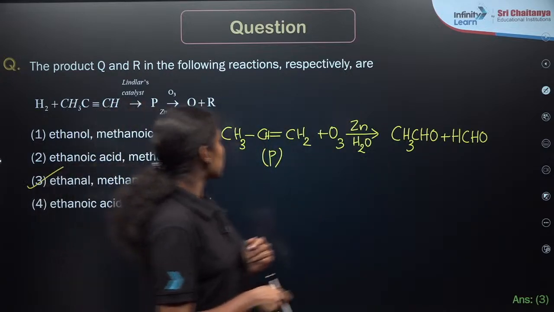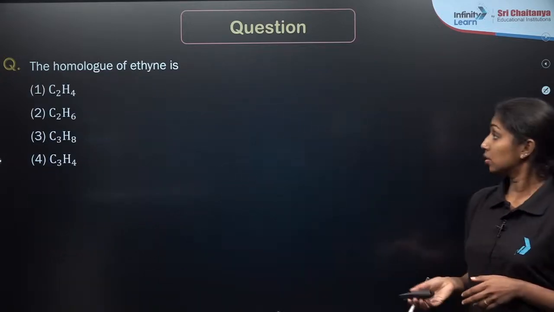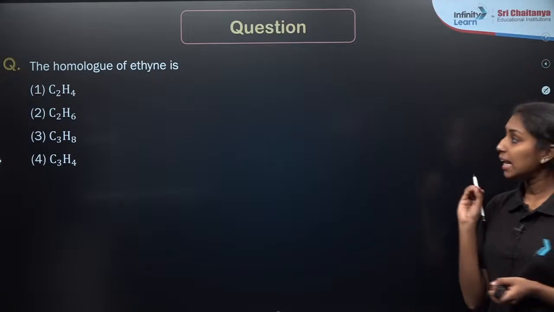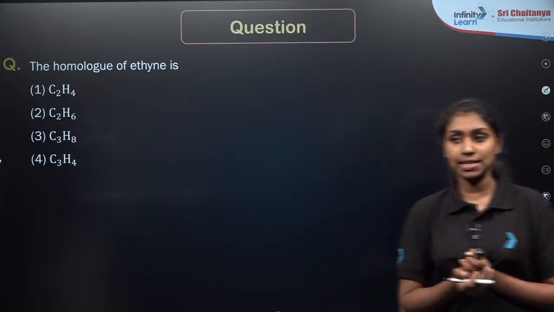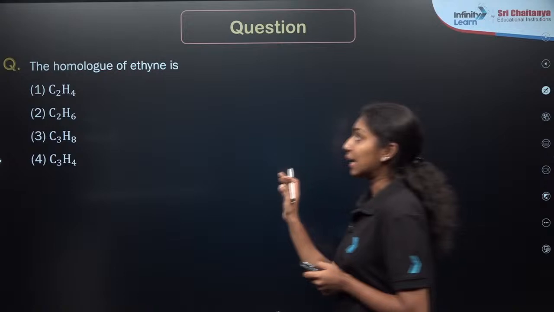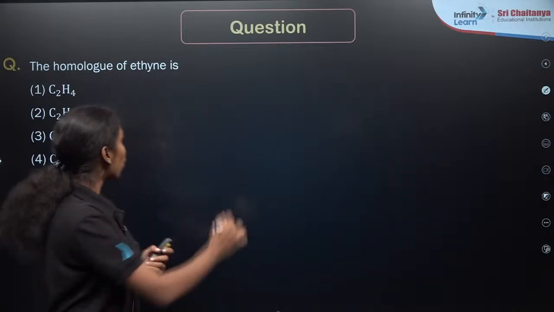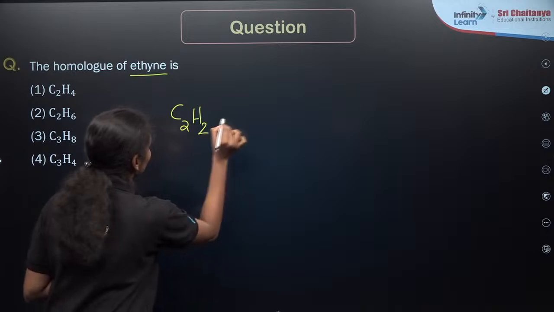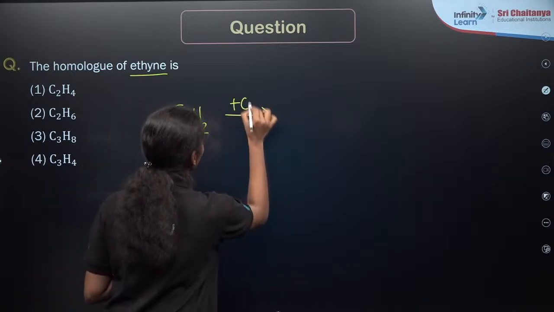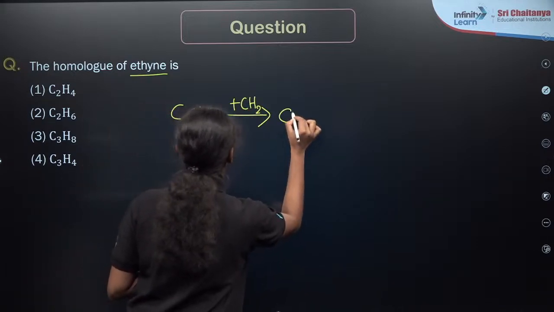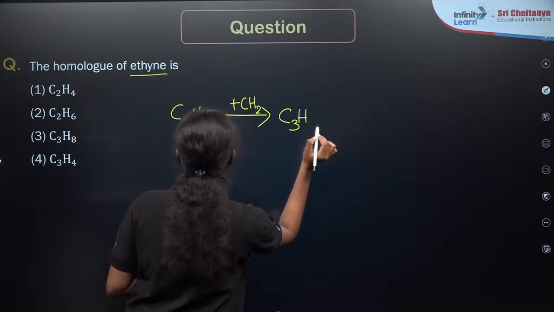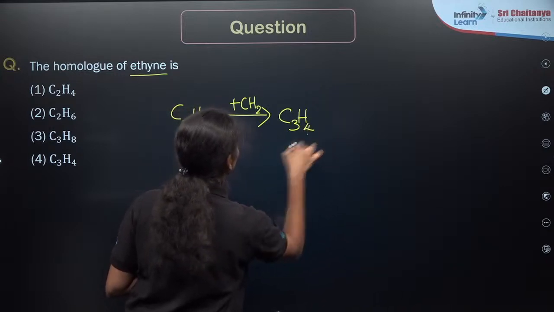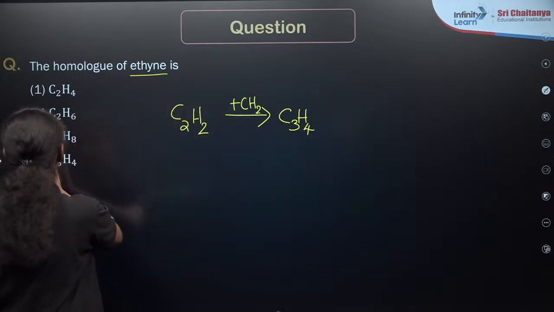Yes, here is the next question. The homologue of ethyne is, a very basic part of the alkyne. Ethyne means C2H2. What is the homologue of ethyne? Just add one CH2 unit, and you will get the next member as C3H4, which means option 4 will be the correct answer.